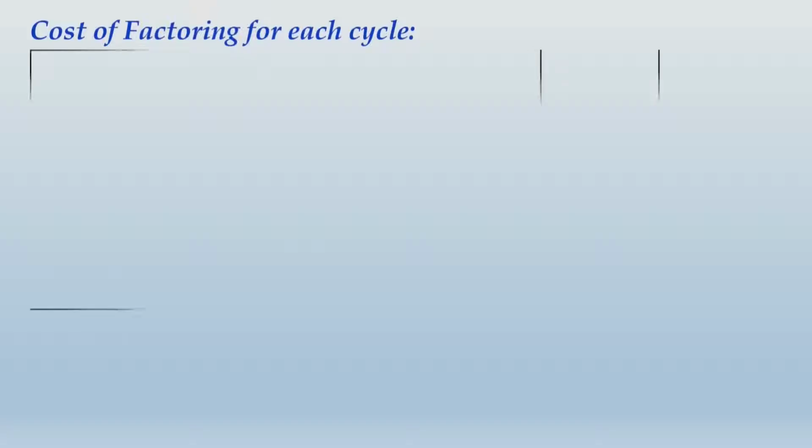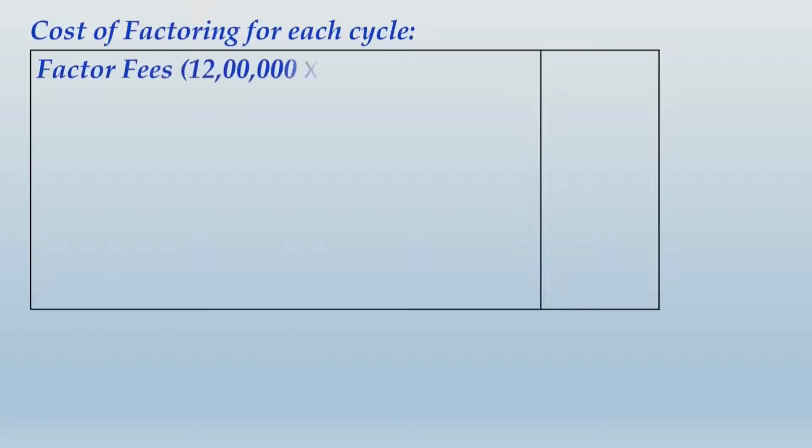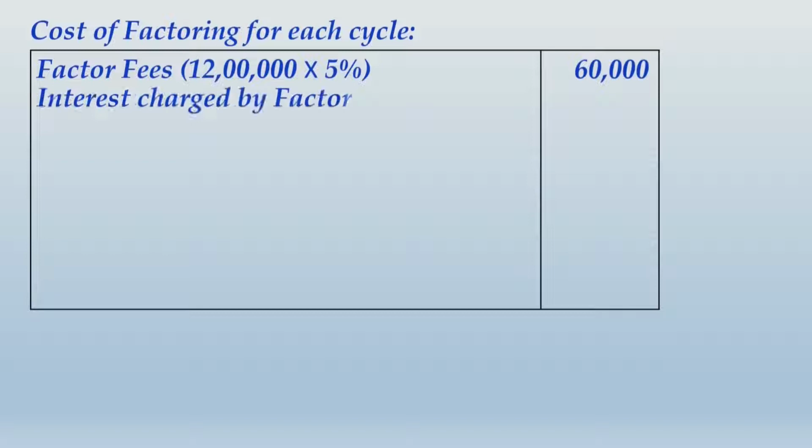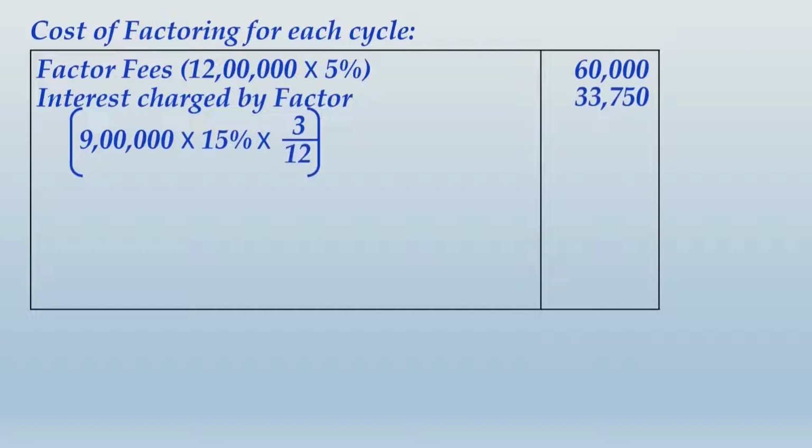In this alternate method of solving this question, you can write the calculation of cost of factoring for each cycle. The factor fees will be 5% of 12 lakhs, because in one cycle the sale made is 12 lakhs. Interest charged by the factor will be 9 lakhs into 15% into 3 by 12, that is 33,750. Aggregate of these two is 93,750.